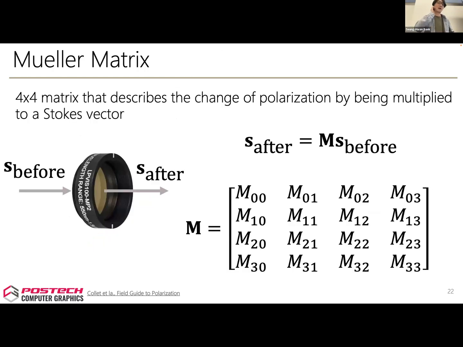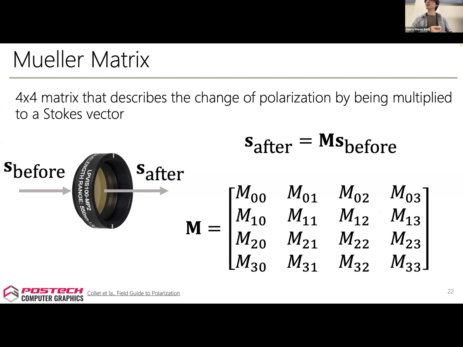Okay, next, now you know what the Stokes vector is. Then what is the Mueller matrix? The Mueller matrix is a 4x4 matrix that describes the change of polarization state by being multiplied to a Stokes vector. If you have a Stokes vector here denoted as S before, and you multiply a 4x4 Mueller matrix to that Stokes vector, then the output is another 4x1 Stokes vector, here denoted as S after.